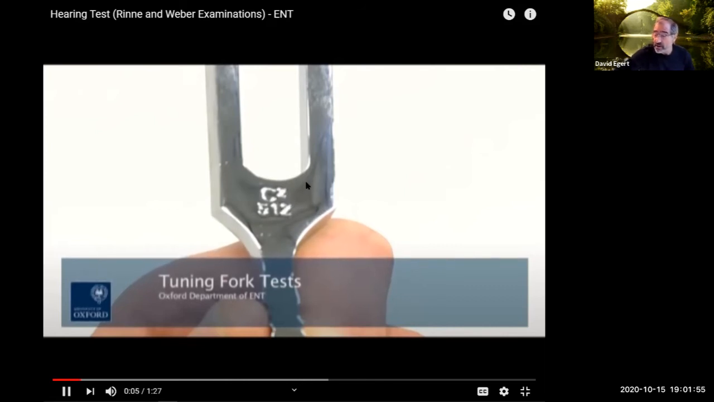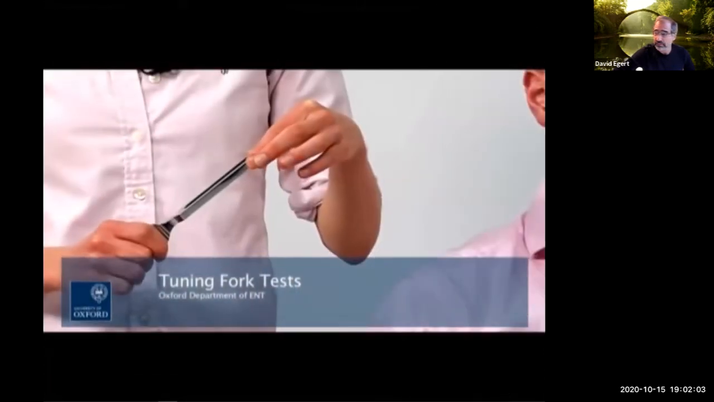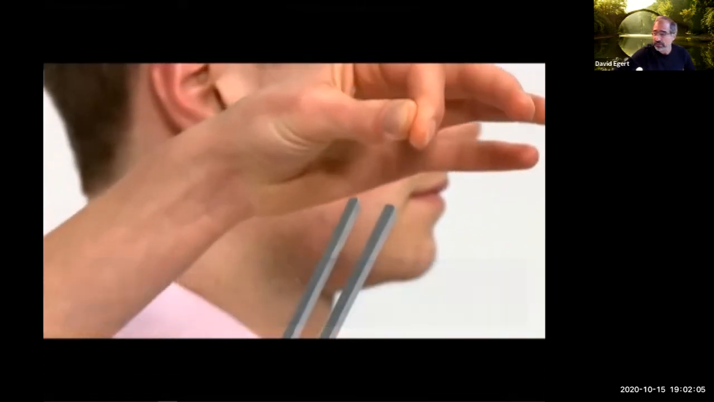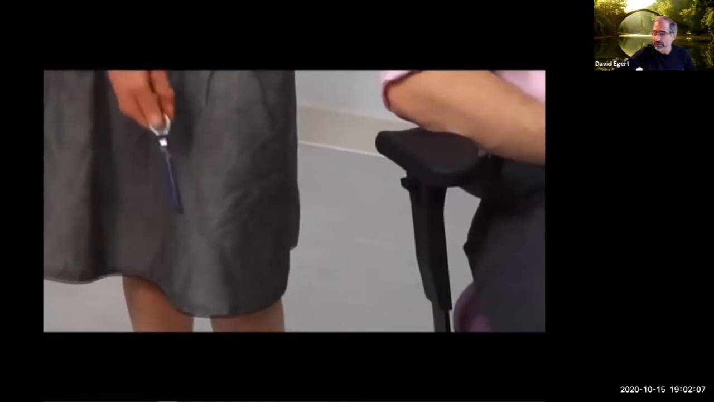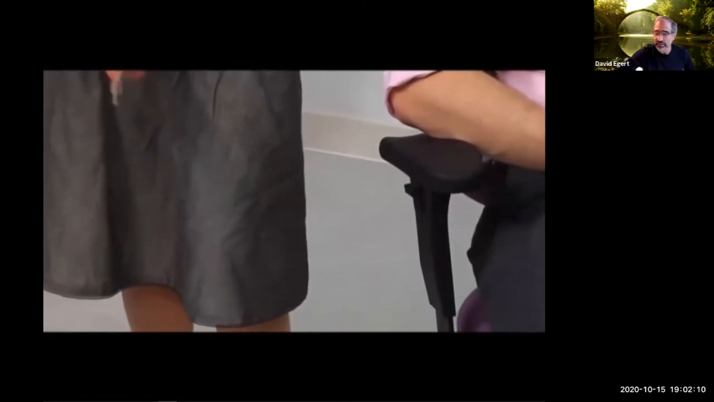This video shows how to perform Rinne and Weber's tests. These tests are performed using a 512 hertz tuning fork. The tuning fork can be activated by flicking it between your fingers or by tapping the tuning fork on the knee.